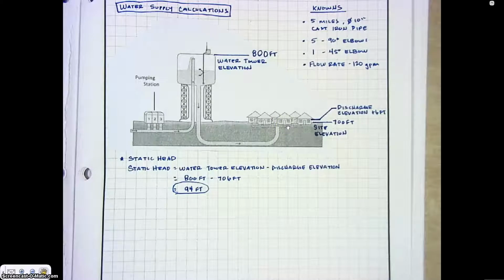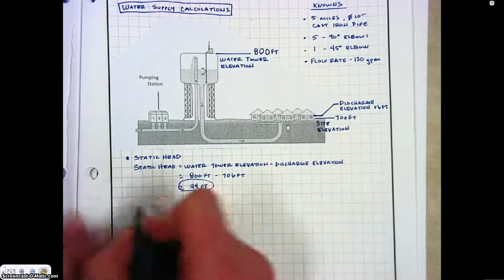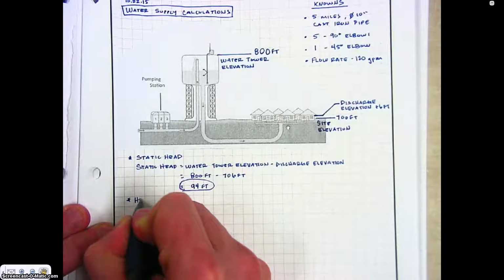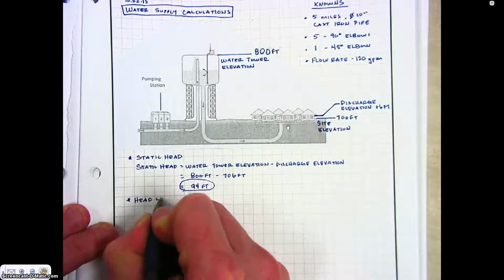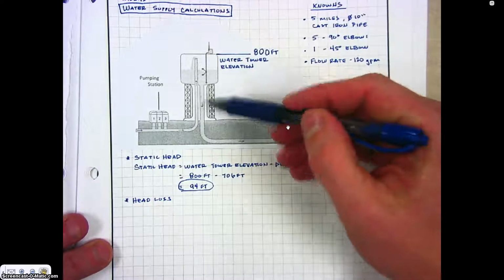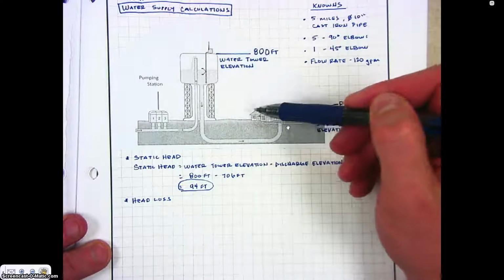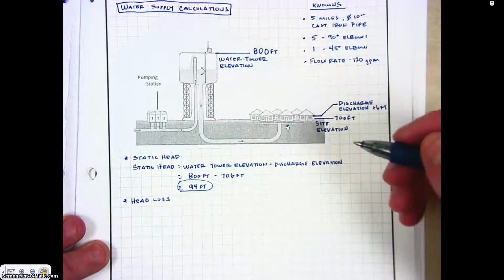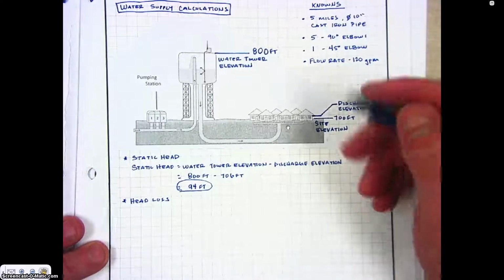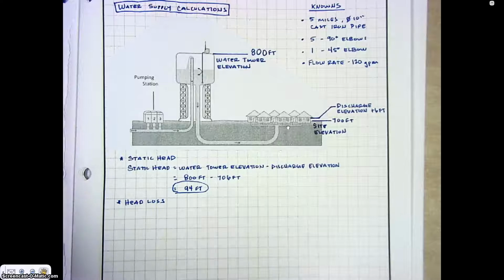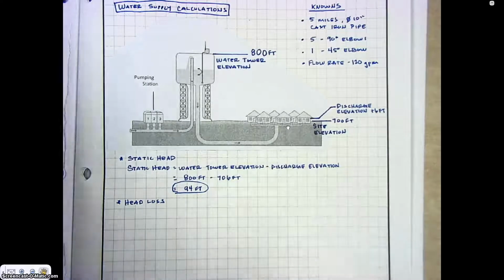Okay, the next thing we're going to calculate is called head loss. Head loss is the amount of water in feet that we lose due to things like friction. There's a formula for head loss in your formula sheet, so we'll look at that really quickly.